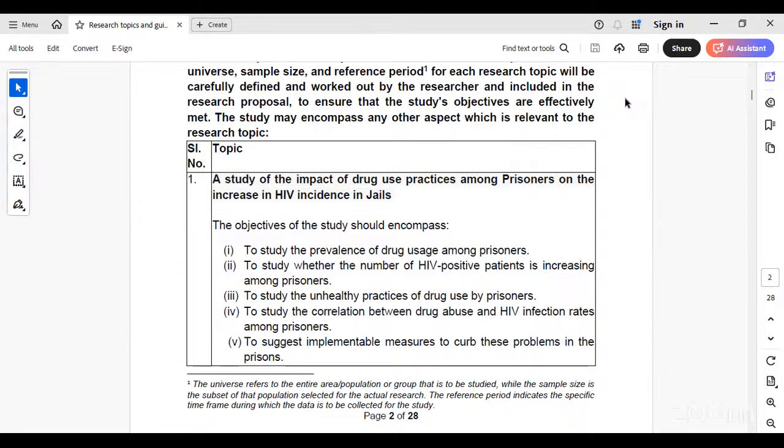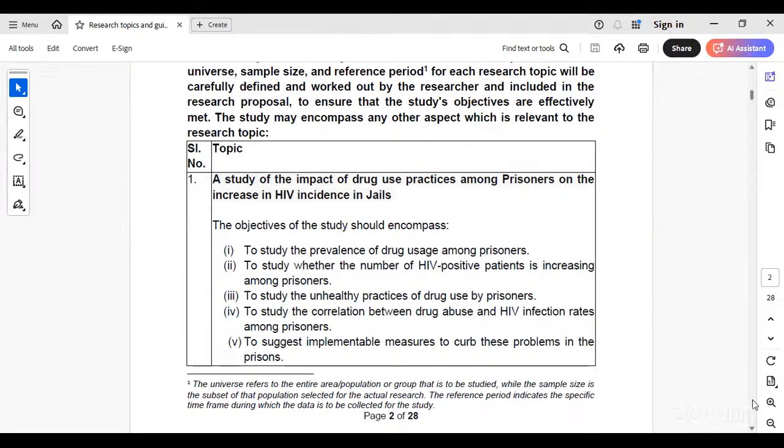Can anyone read the study title? A study of the impact of drug use and practices among prisoners on the increase in HIV incidences in jails. Okay. So the ministry wants the scholars or the professors to study the impact of drug use practices among prisoners on the increase in HIV incidents in jails.